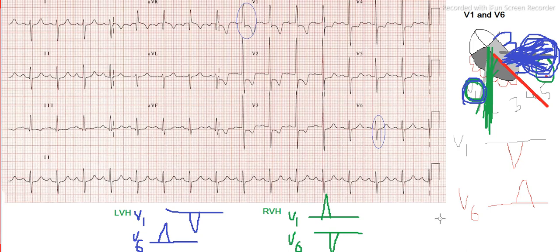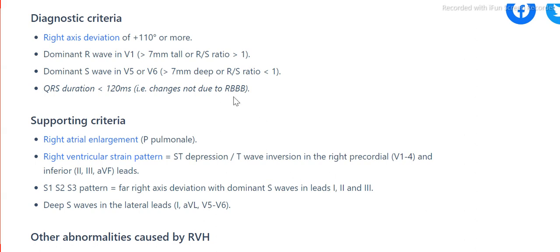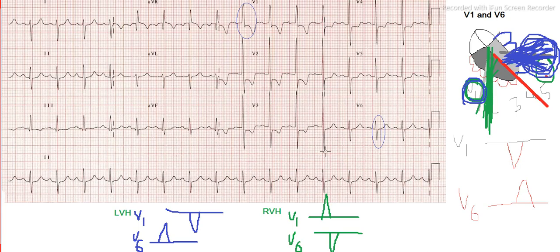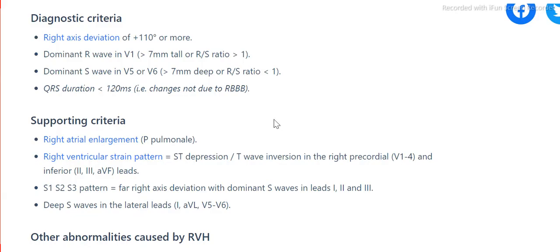So you have different criteria. To diagnose right ventricular hypertrophy you need to have right axis deviation, which we will be finding out, and a dominant R wave in V1. So you see greater than 7 mm tall, or R to S ratio greater than 1. This you can find here. So you see here the dominant R wave, and other supporting findings there can be like right atrial enlargement and different things you can read.